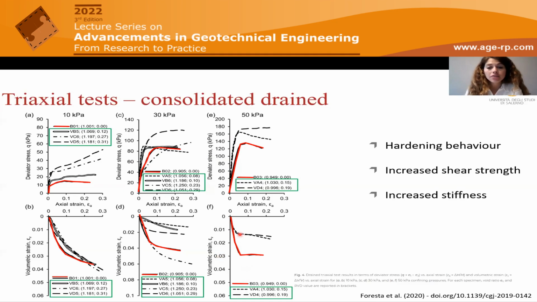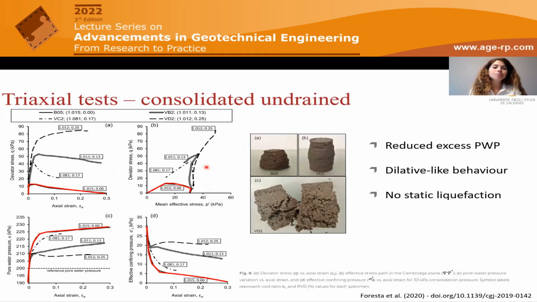Indeed, in the elastic phase of shearing, the axial deformation recorded in the vegetated samples under the same deviator stresses was generally lower than the one recorded in the bare samples. So this presence of roots can generally increase also the stiffness of the composite root-soil system. When we look at the undrained test results, this is only for 30 kPa of consolidation pressure. So let's zoom on this one.